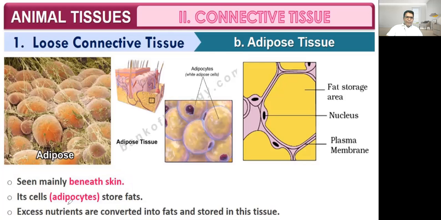Adipocytes store fat. Here they are, the cells. What is the name of the cell? Adipocyte. Name the cell which stores fat. Name the tissue which stores fat. That will be adipose tissue.